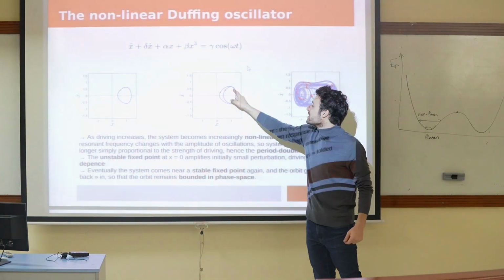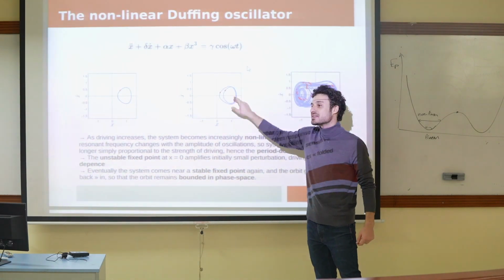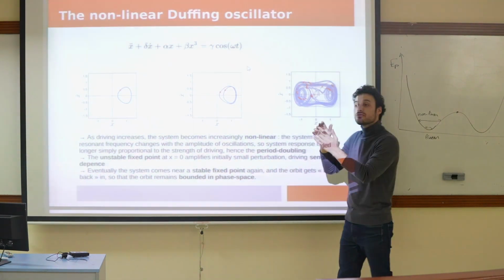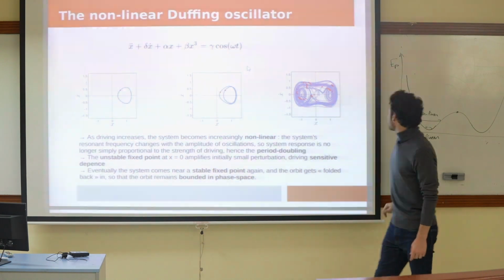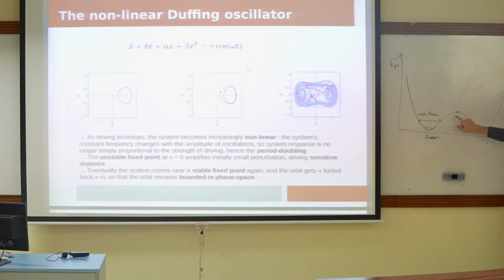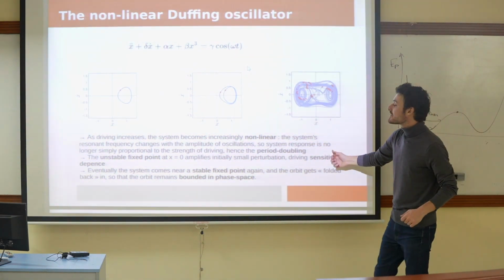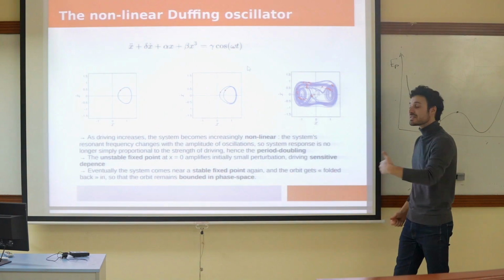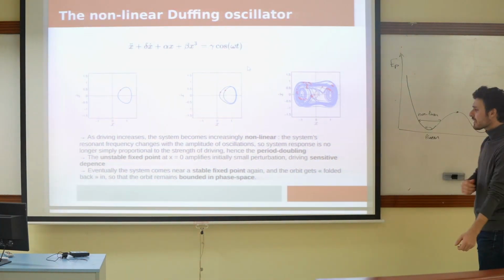Because here, there is no sensitive dependence in this bit. In this bit, nearby trajectories remain reasonably close. But as soon as you start feeling the effects of this unstable fixed point here, of this positive feedback that occurs around here, then you start seeing the sensitive dependence. And then the system becomes chaotic.